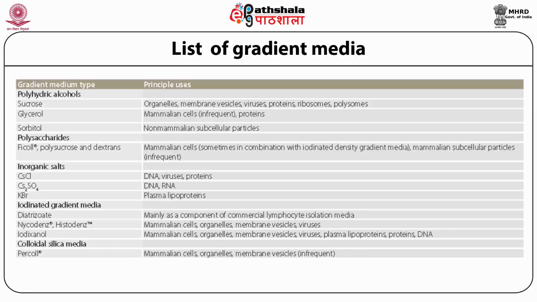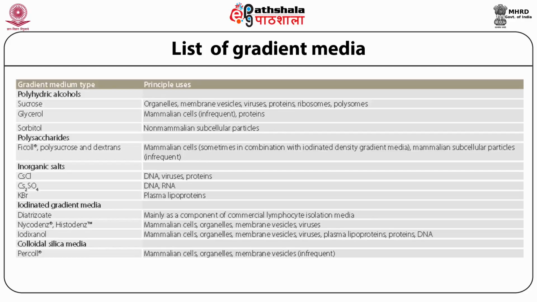Now we come to the different types of gradient media that are used, like the polyhydric alcohols. There is sucrose, which is used to separate organelles, membrane vesicles, viruses, proteins, ribosomes, polysomes, etc. Glycerol is again a polyhydric alcohol. It is used for the separation of mammalian cells and proteins. Sorbitol is for non-mammalian subcellular particles. Other components are the polysaccharides like Ficoll, polysucrose, and dextran. These are used for the separation of mammalian cells, sometimes in combination with the iodinated density gradient media. Mammalian subcellular particles are also used, but this is an infrequent medium.